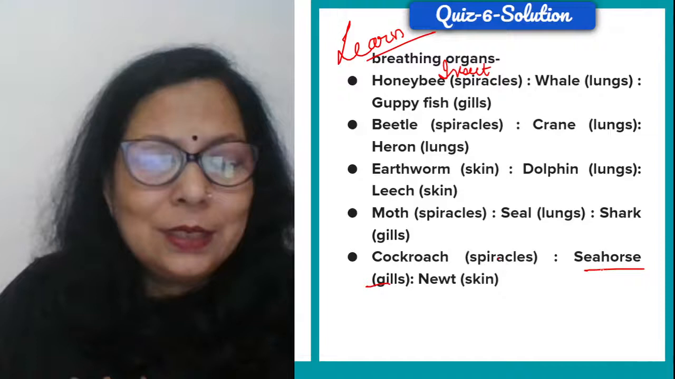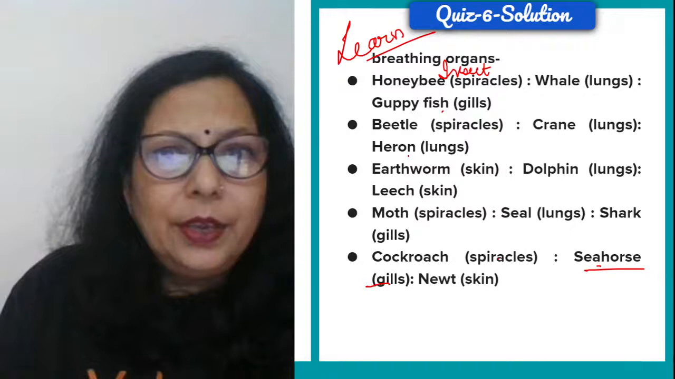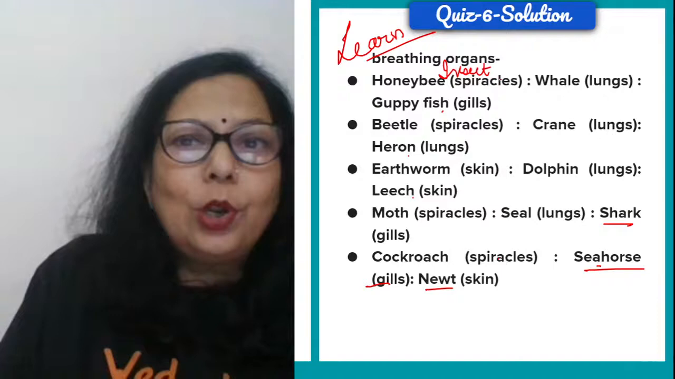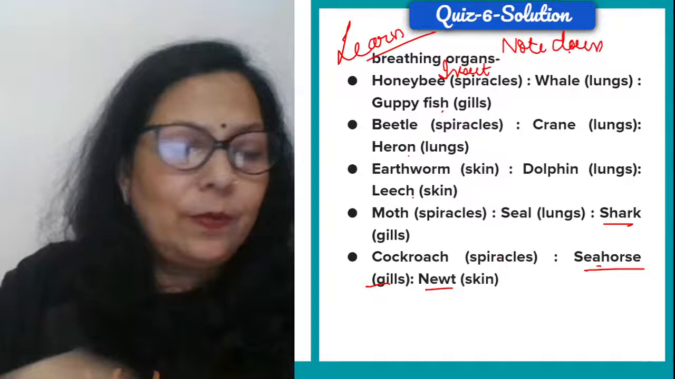Then comes guppy fish, gills. Heron, lungs. Leech, skin. Shark, again gills. And newt, skin. So, even if you don't know what newt breathes through, you note down this slide. Before the exam, you must revise it. Otherwise, you'll forget. Yes, Saptarshi.